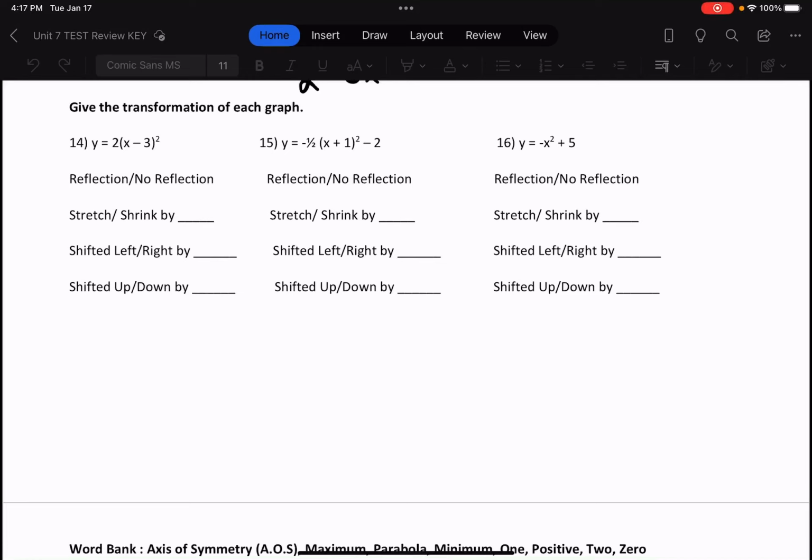Hi guys, it's Miss Adams again, and we're looking at the Unit 7 test review. And now we're going to be looking at the transformations of each graph given the equation.